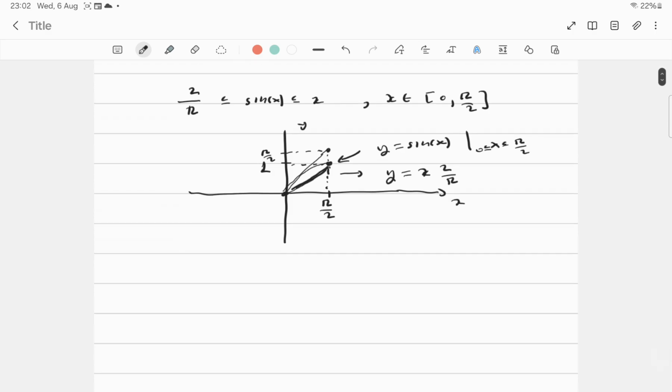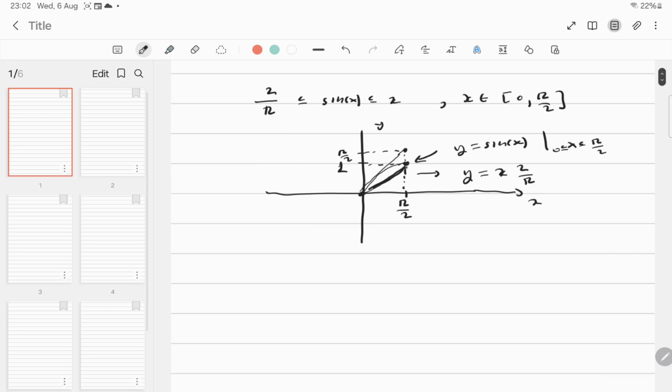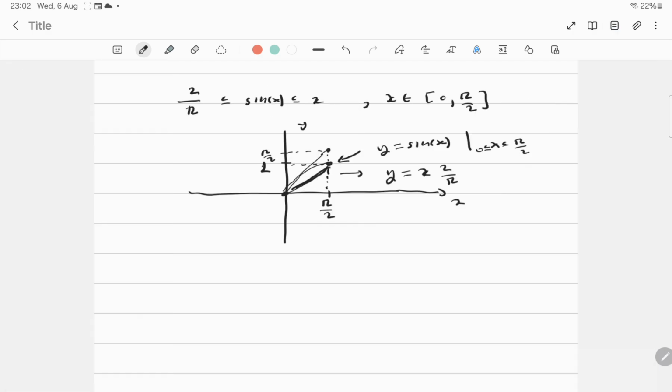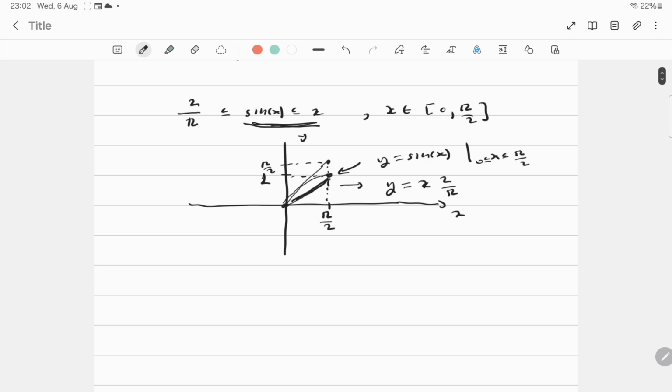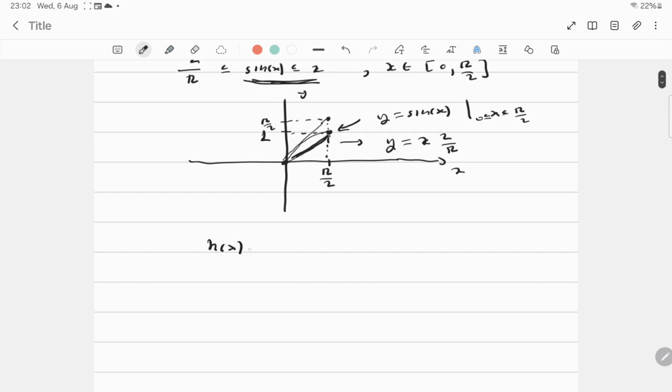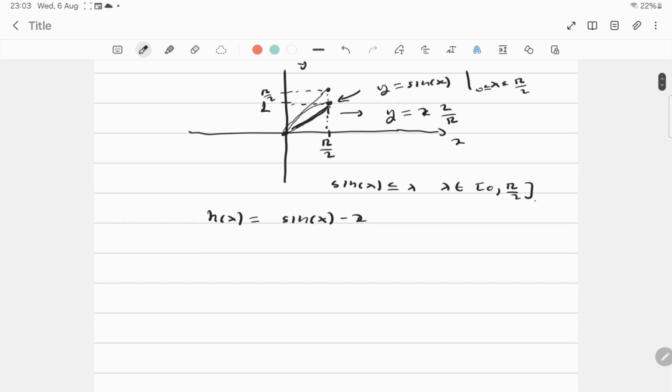How do we prove this inequality? Let's start with that part. We set h of x equals sine of x minus x. So I prove first that sine x is less than or equal to x for x belonging to 0 to pi over 2. I need to work two parts of the inequality.